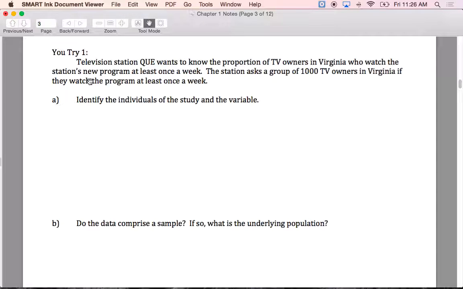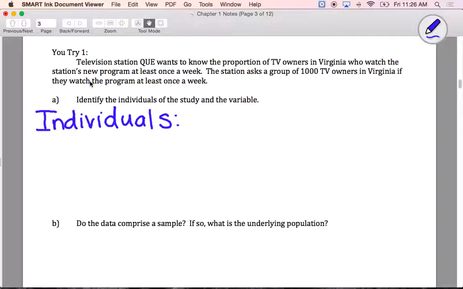Okay, so you should have your answers written down then. So we're going to go through this together. So television station QUE wants to know the proportion of TV owners in Virginia who watch the station's new program at least once a week. The station asks a group of 1,000 TV owners in Virginia if they watch the program at least once a week. They want the individuals and the variable. So for our individuals, we are looking at the 1,000 TV owners surveyed.